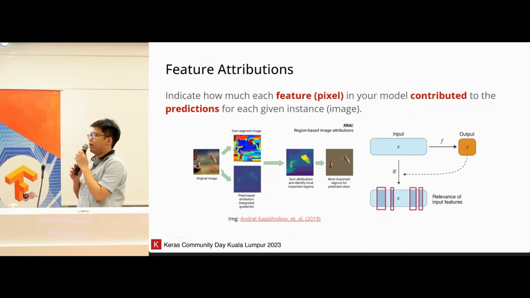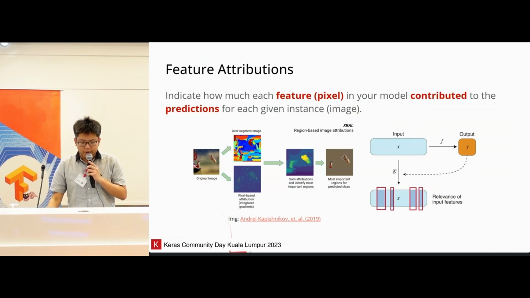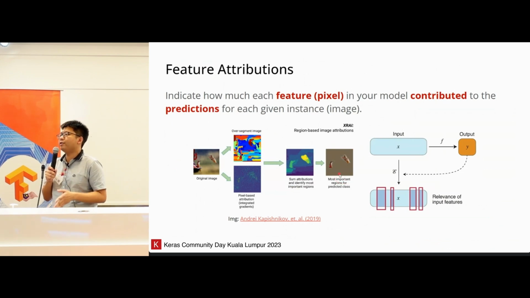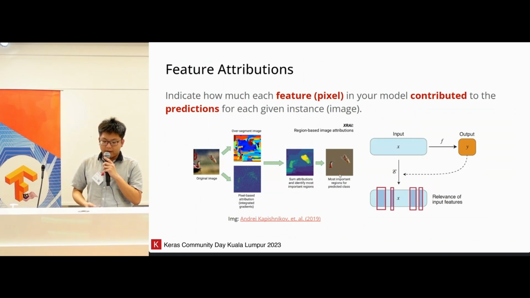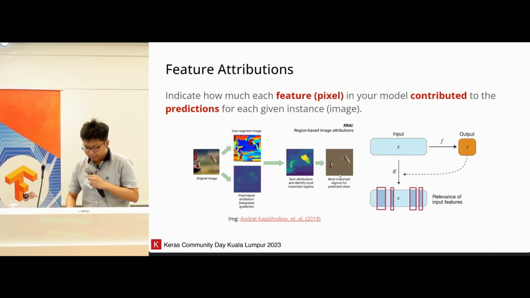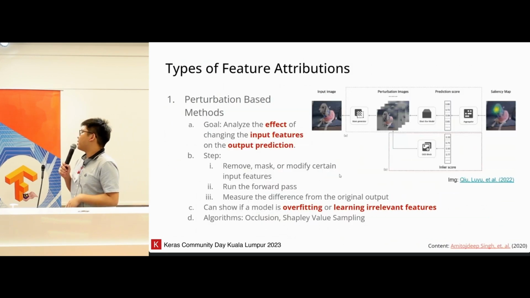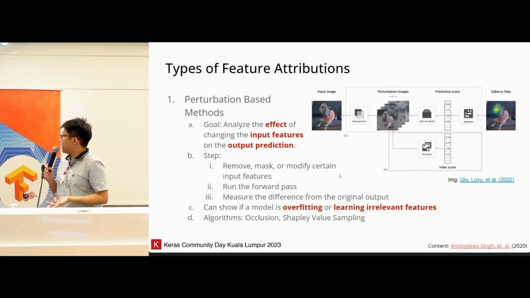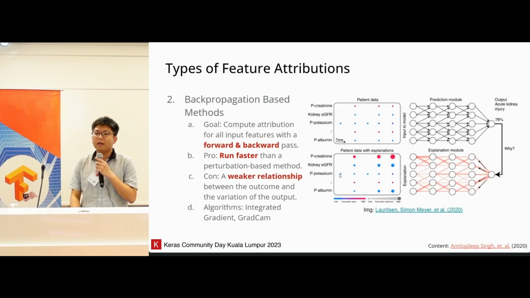Then you ask the Explainable AI algorithm, can you tell me where the bird is? It will highlight the region for you. This type of algorithm, we call feature attribution. They tell you which pixels contribute to the prediction the most. Okay. In terms of the types of feature attribution, currently there are two ways. We have the perturbation-based methods, and the second one is known as backprop-based methods.